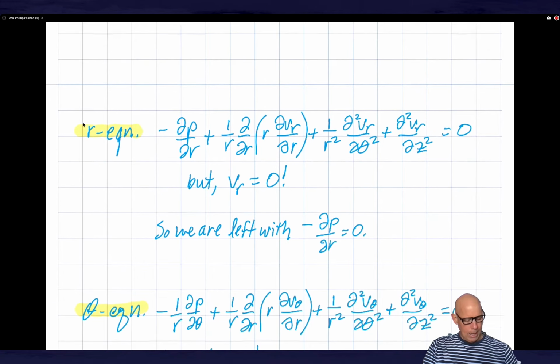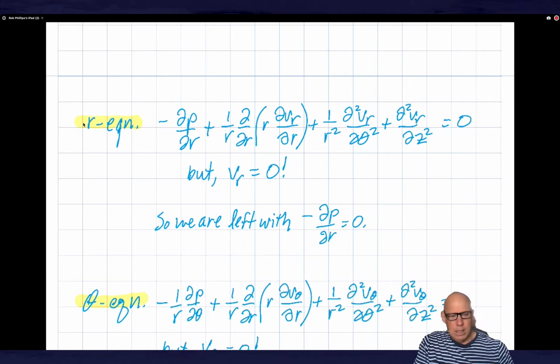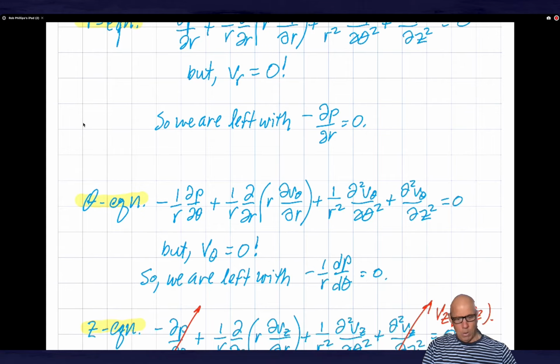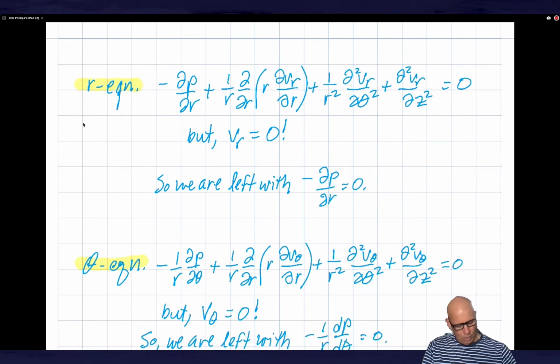Now, I can write down the Laplacian. I have a Laplacian for vr, one for v theta, and one for vz. What I want you to notice is that I've already said that vr is 0. I've already said that v theta is 0. Just to remind you, when I say those words, what do I mean?